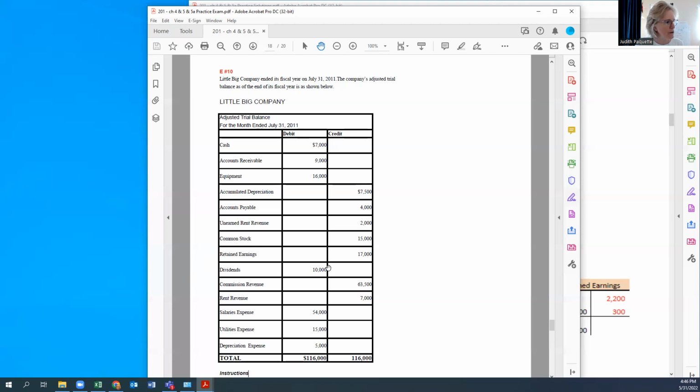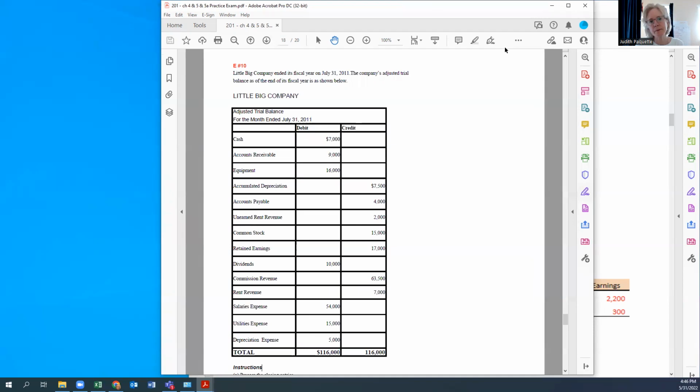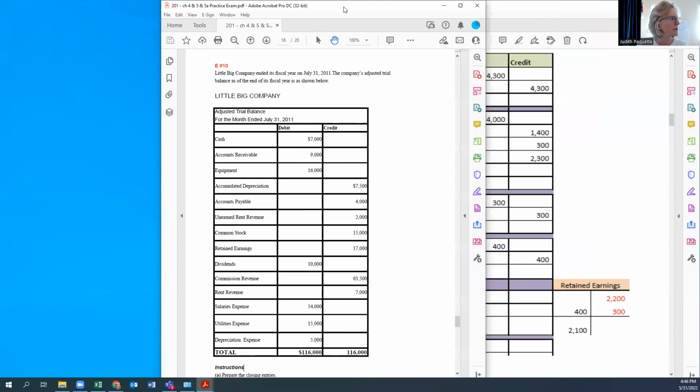And now right under retained earnings, we draw a line. Everything below that line is going to get closed. Those are the temporary accounts. Revenue is temporary, expenses are temporary, and dividends is temporary. We just use them during the current year, and we start our new year with new accounts.